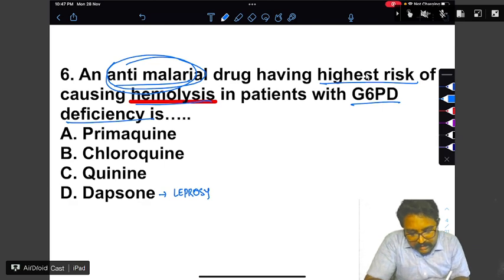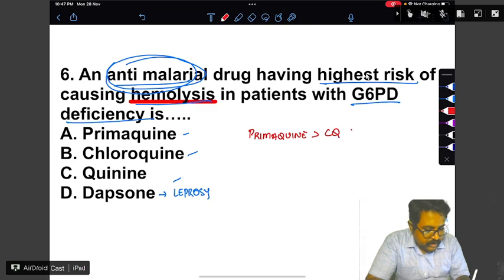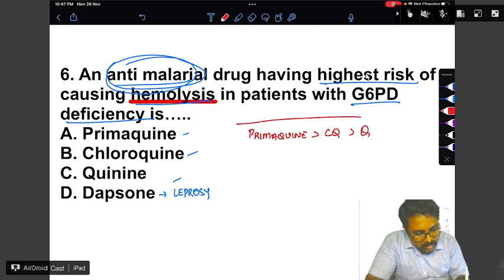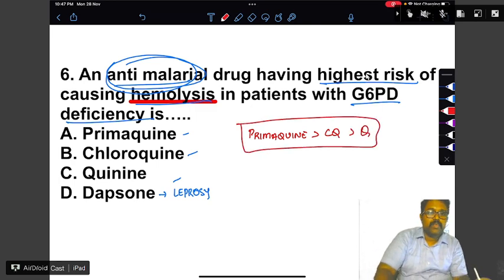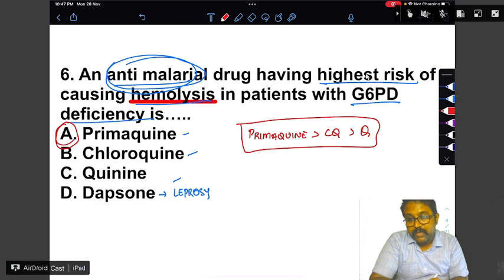The remaining three are all used in malaria. So please remember the highest risk will be seen with primaquine, followed by chloroquine, and next is quinine. This is the order in which hemolysis will be caused. So the answer for this question, the highest risk of hemolysis in a patient with G6PD deficiency, is primaquine.